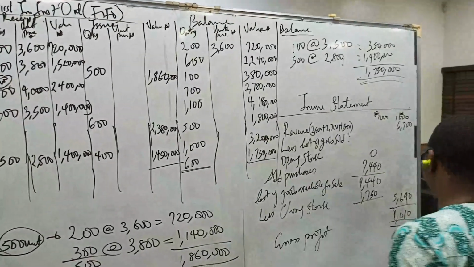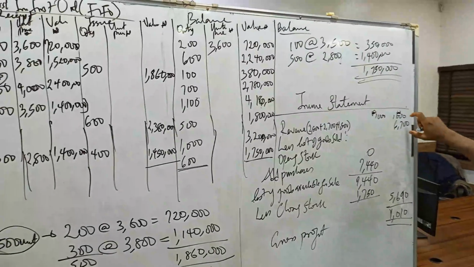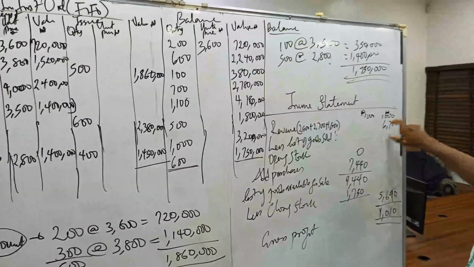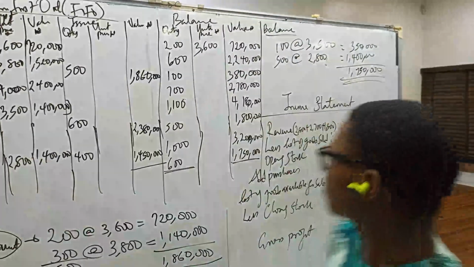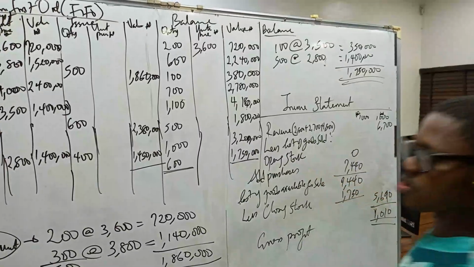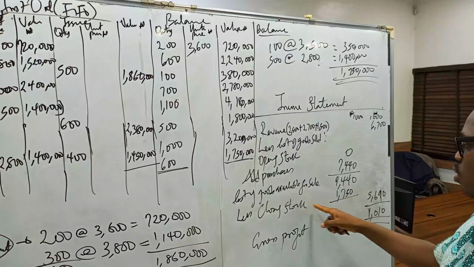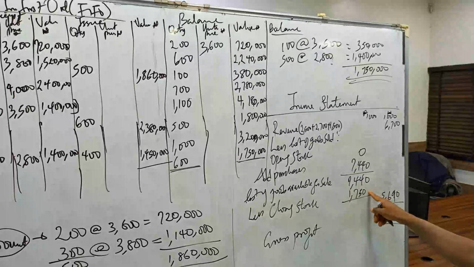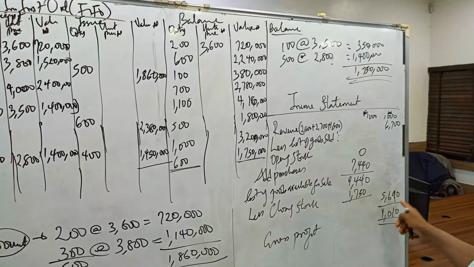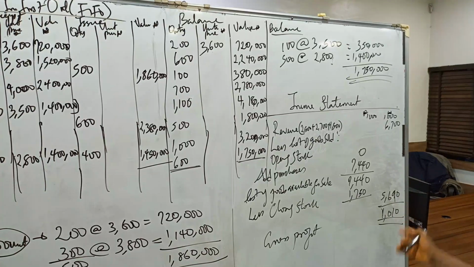We have our revenue, which was gotten from the value of the sales. We have our purchases, which was gotten from the value of the receipt. We have our closing inventory. So we less our closing inventory. After that, we have this, and this is our gross profit.